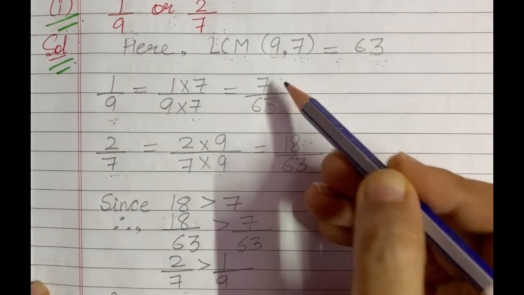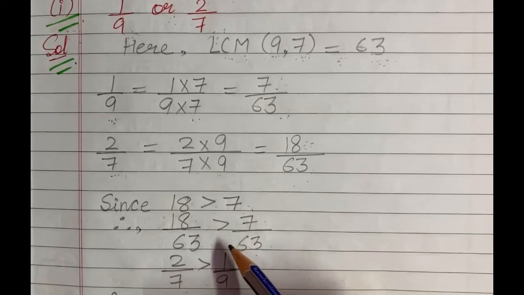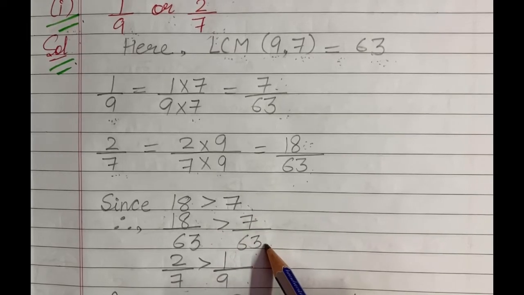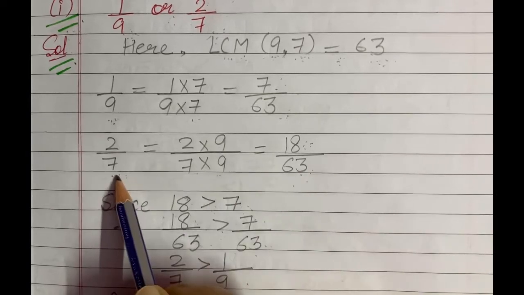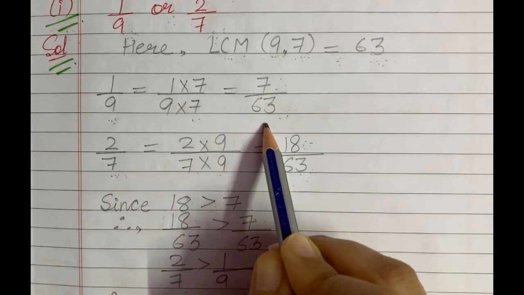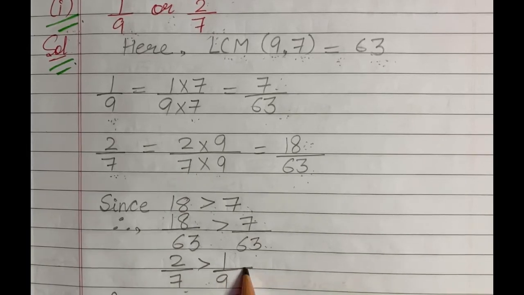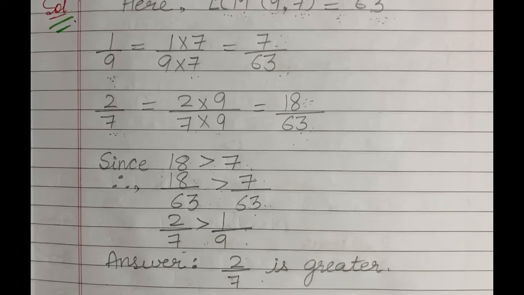Now here if you will see the numerators are 18 and 7. And out of these numerators, 18 is greater than 7. That means 18 by 63 is greater than 7 by 63. And if you will see, 18 by 63 is equal to 2 by 7 and 7 by 63 is equal to 1 by 9. So 2 by 7 is greater than 1 by 9. So the answer is 2 by 7 is greater. Hopefully it is clear to you.